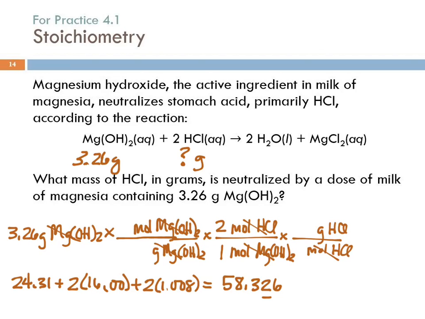That's the mass of 1 mole. So 1 mole of magnesium hydroxide is 58.326 grams. And then for HCl, we've got 1.008 plus 35.45, which gives us 36.458 for the HCl. Did I do that one right?